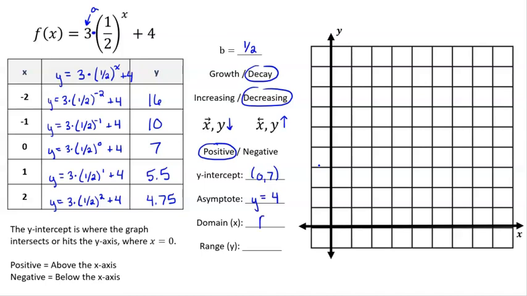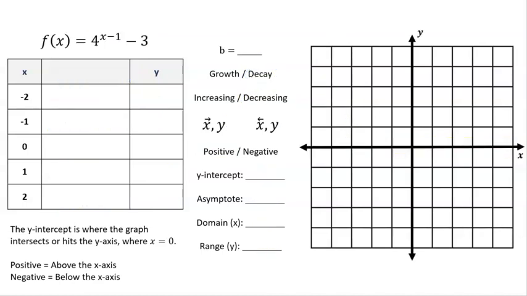And then my domain is going to be all reals. And then the range is going to be everything above 4. And so when I graph it, it's going to look something like this, where it's bottoming out at y equals 4, or approaching y equals 4, but it never actually touches. All right, let's go ahead and do our last one.